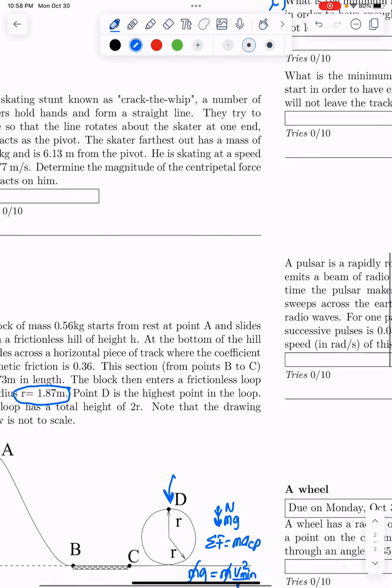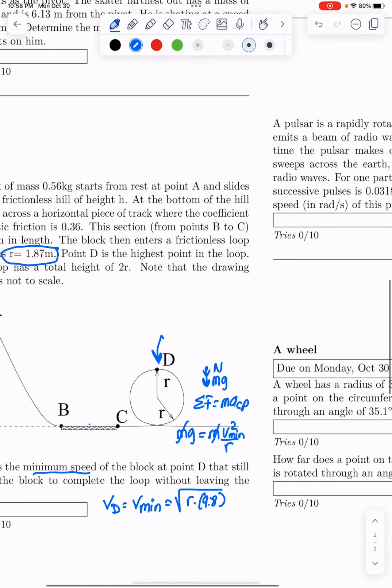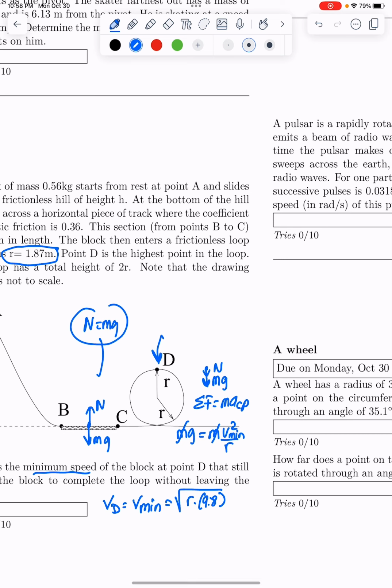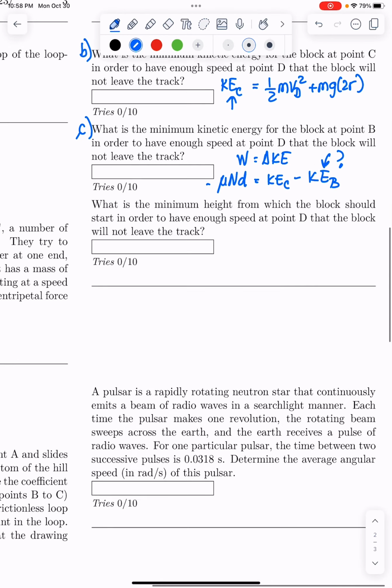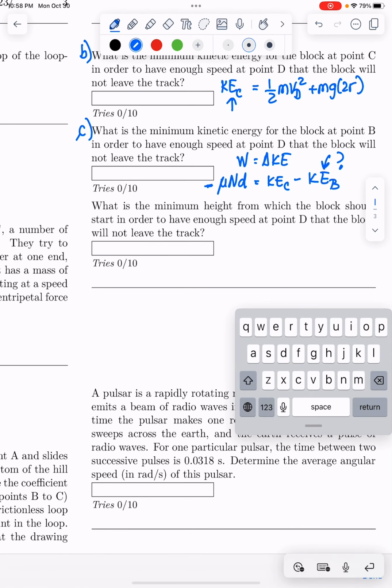And for the normal force between B and C, there are two forces acting on it, mg and N. And the object goes to the right. So N must equal mg for this portion. So N is mg, and the work is negative. Make sure that you write it well and solve for kinetic energy at B.